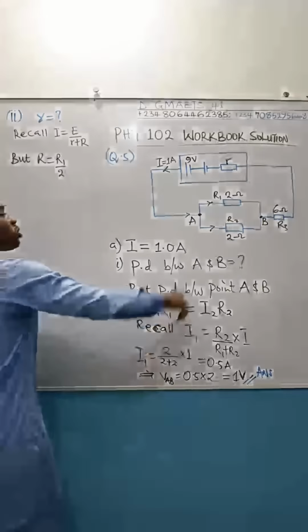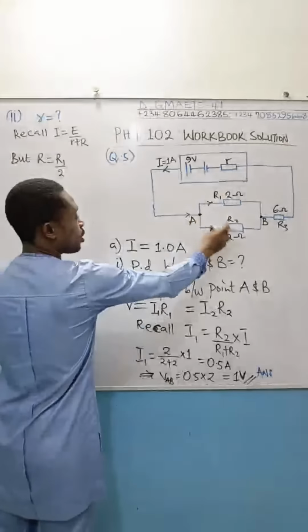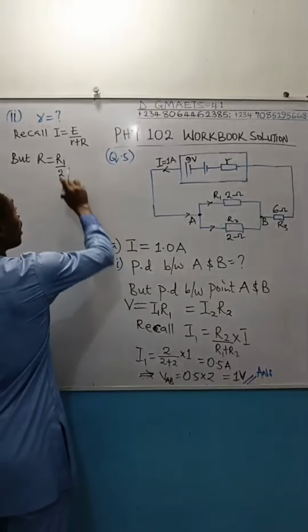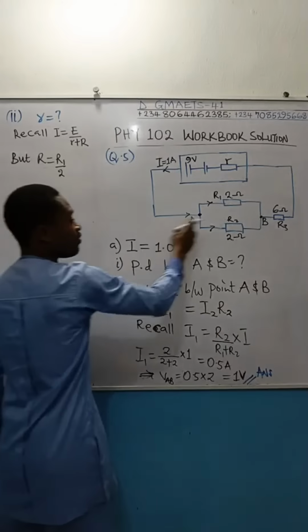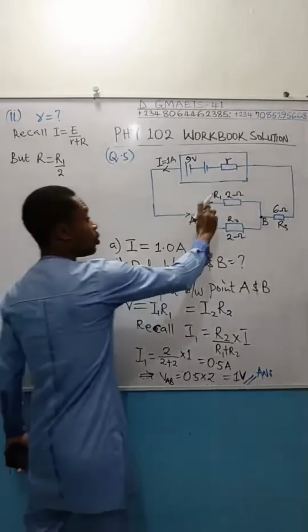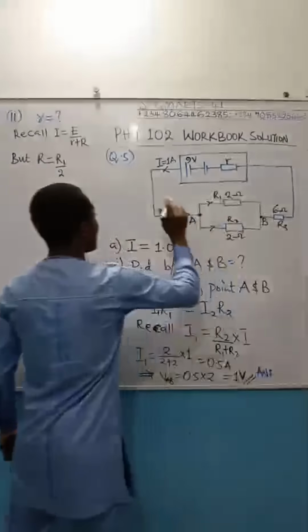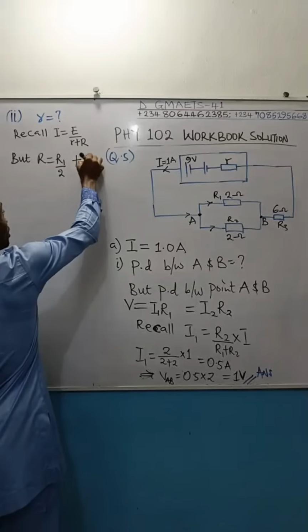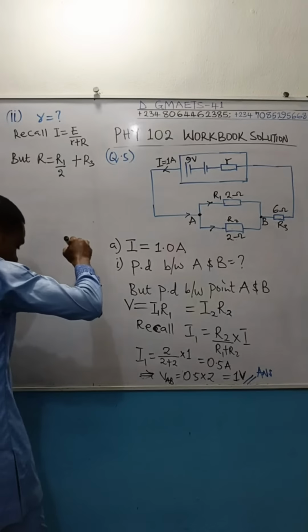I've talked about it. I can just pick one of these two, either R1 or R2, then divide it by 2. Whatever I get from here, which is the value of this parallel unit, that single resistor will now be in series with this R3. So for that reason, I'll add this to R3.